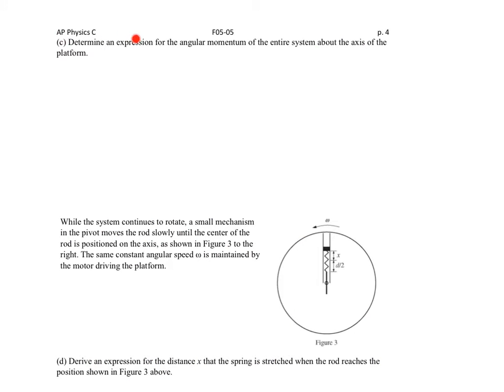Part C, determine an expression for the angular momentum of the entire system about the axis of the platform. And we know, of course, that L is I omega, but we just figured out what I was.